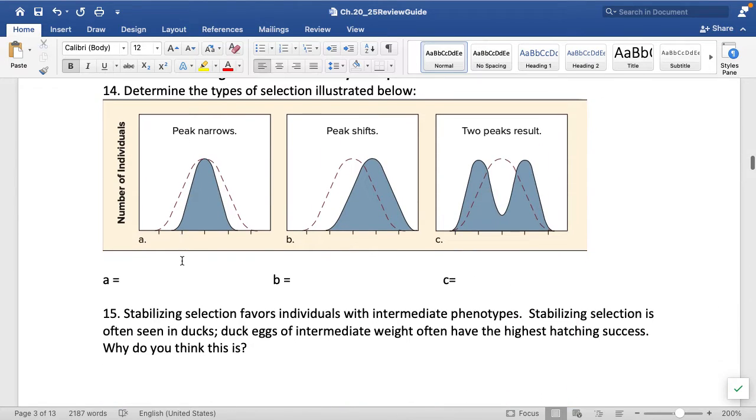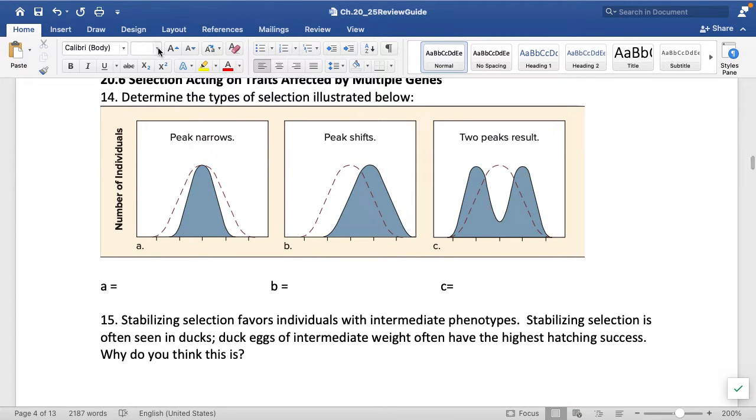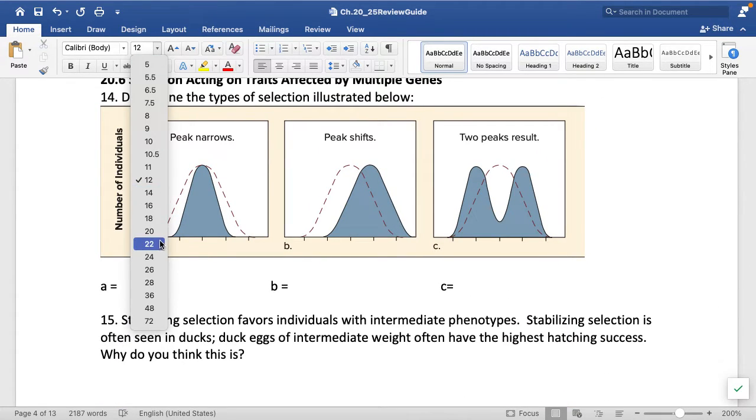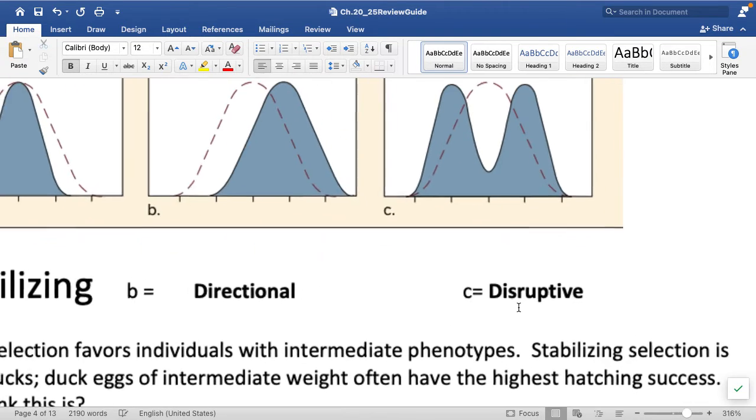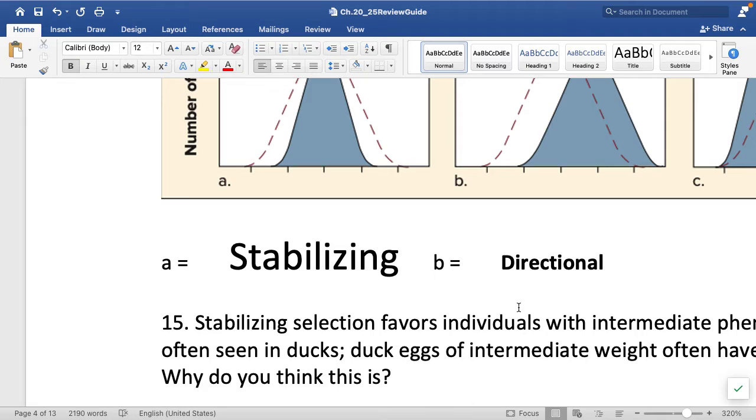Okay, so now we have to label these. So first, A, what is A showing? Stabilizing. Next one's directional. And then disruptive. B here, we're shifting, it's directional. Disruptive. And then disruptive.